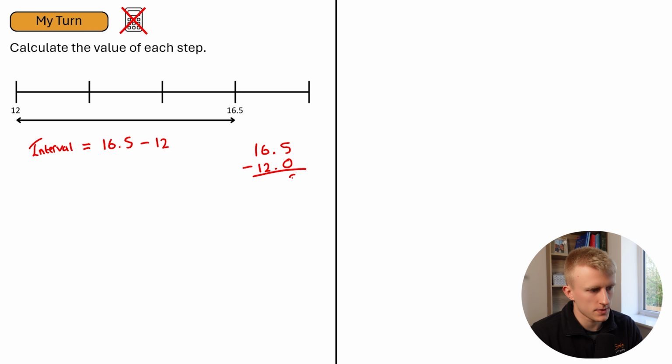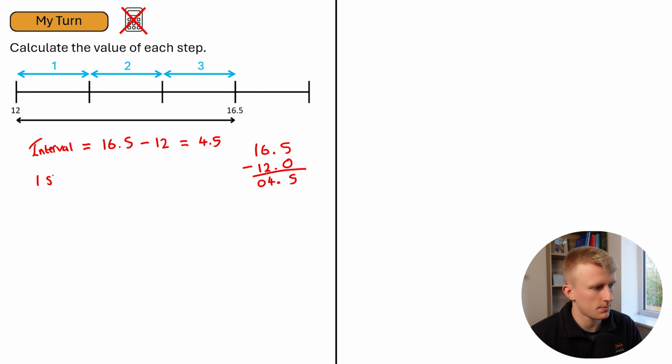5 subtract 0 is 5. Put down our decimal point. 6 subtract 2 is 4. And 1 subtract 1 is 0. So 16.5 subtract 12 is 4.5. And again, like before, we want to split that interval into equal steps. We count our steps like this, 1, 2, and 3. So we're going to take our interval and divide it by 3.